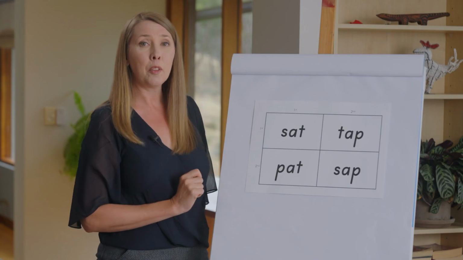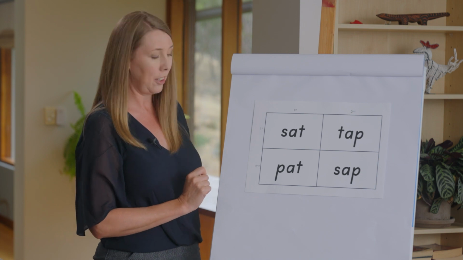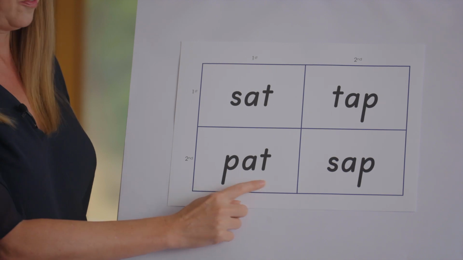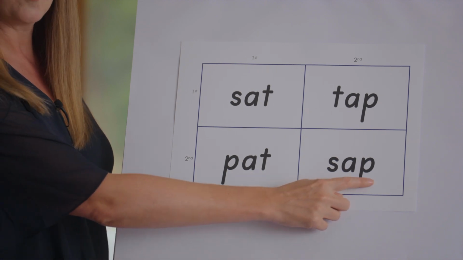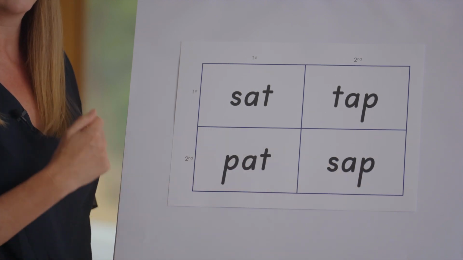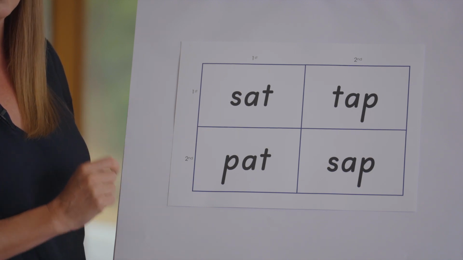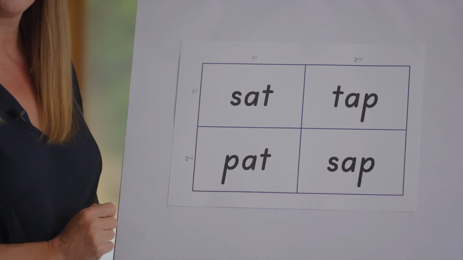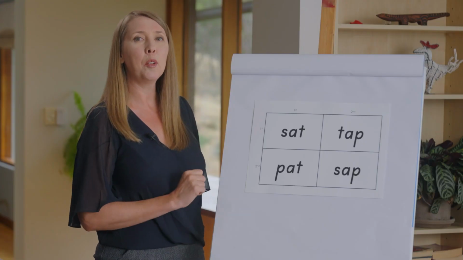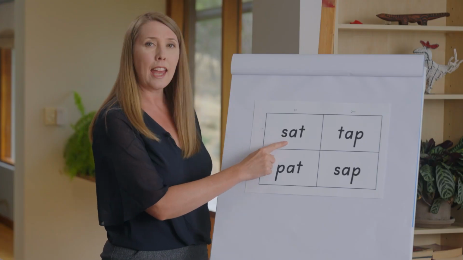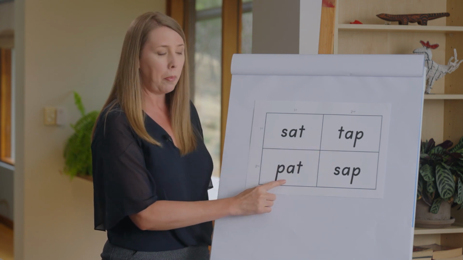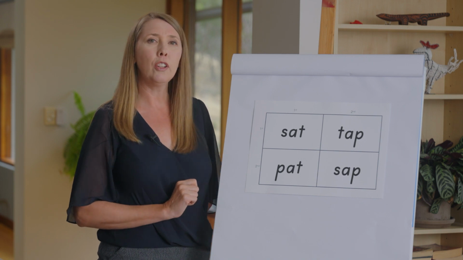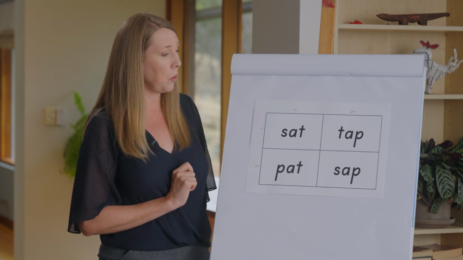Now let's sound out and read the words in the second row. Are you ready? P, at, pat. S, ap, sap. Now let's read the words in the second row as whole words. Are you ready? Pat, sap. This time let's read all of the words together. Sat, tap, pat, sap.